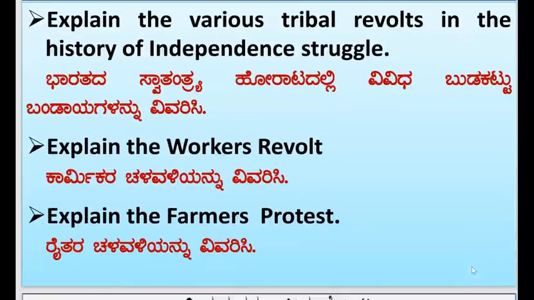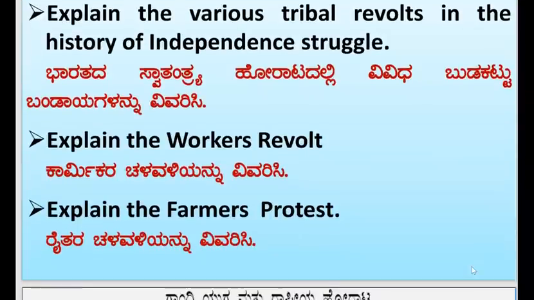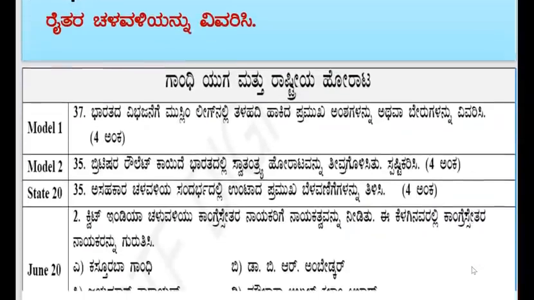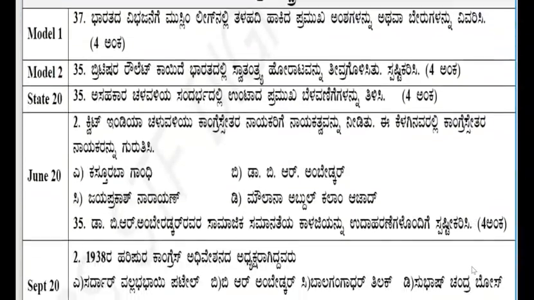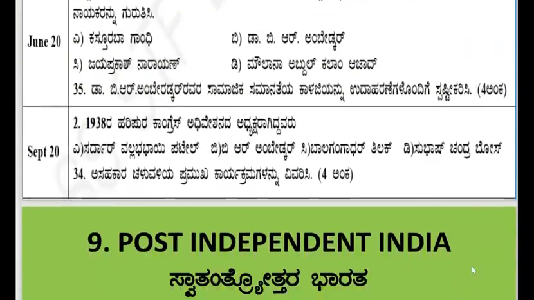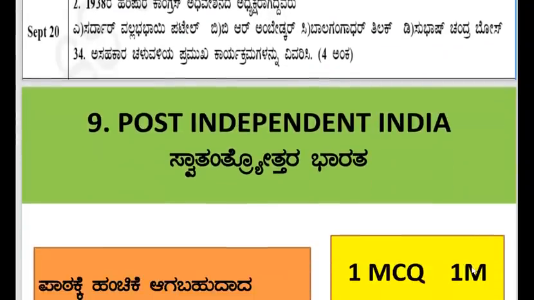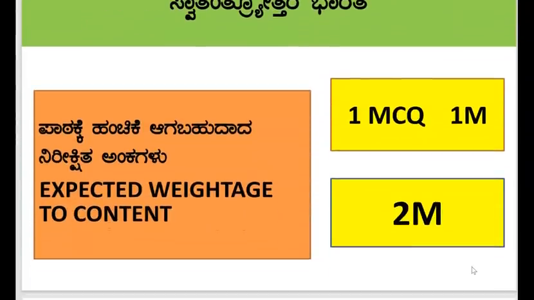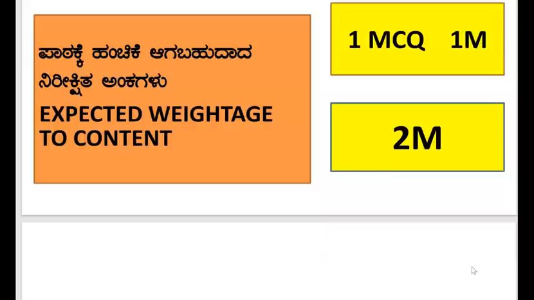Explain the workers' revolt. Explain the farmers' protest. Next chapter, post-independent India. Expected weightage to content: 1 MCQ and 1 mark 1 question. Altogether from this chapter you can expect 2 marks.